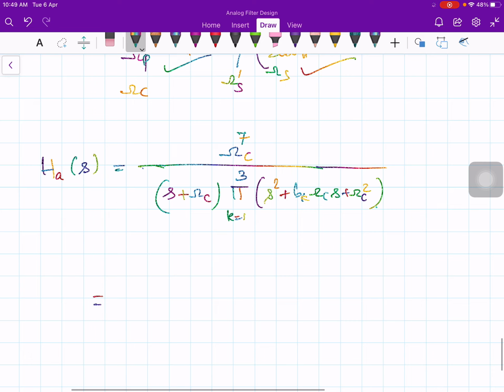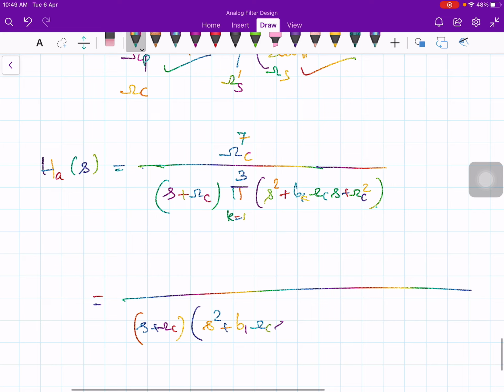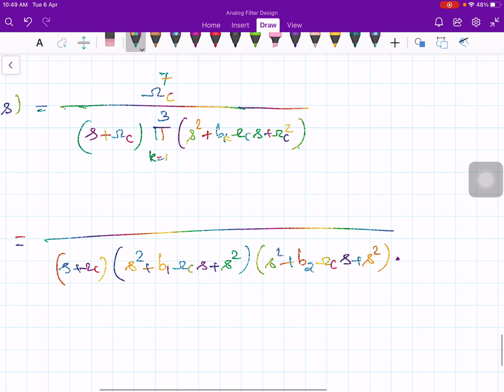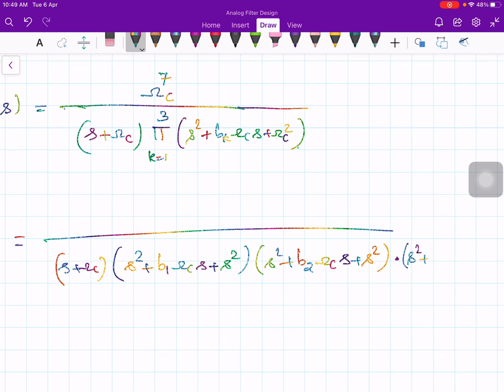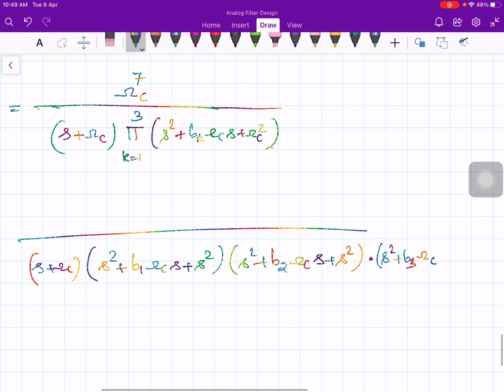Now expand this. This is s plus omega c, then multiplied by s squared plus b1 omega c s plus omega c squared, multiplied by s squared plus b2 omega c s plus omega c squared, multiplied by s squared plus b3 omega c s plus omega c squared. In the numerator, omega c to the power 7.